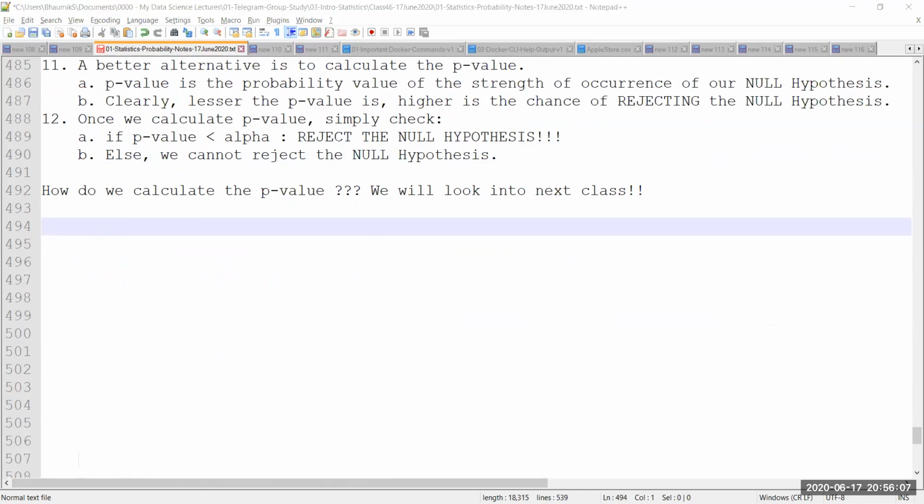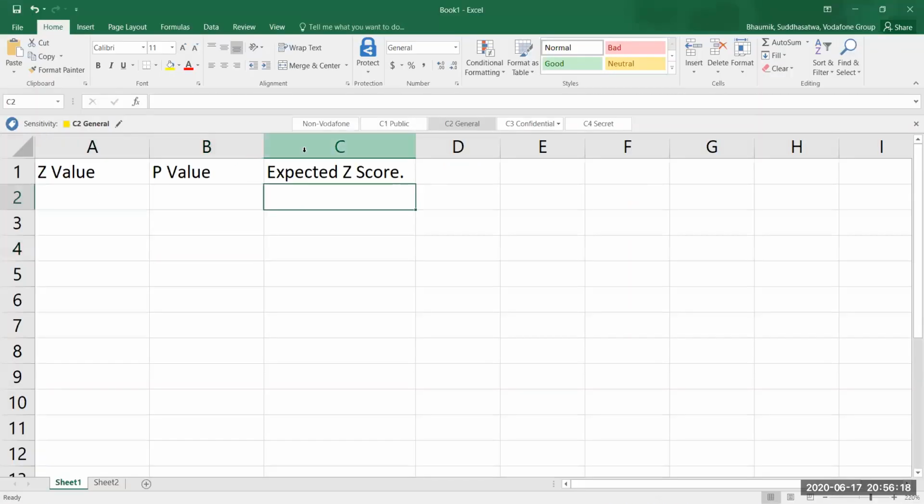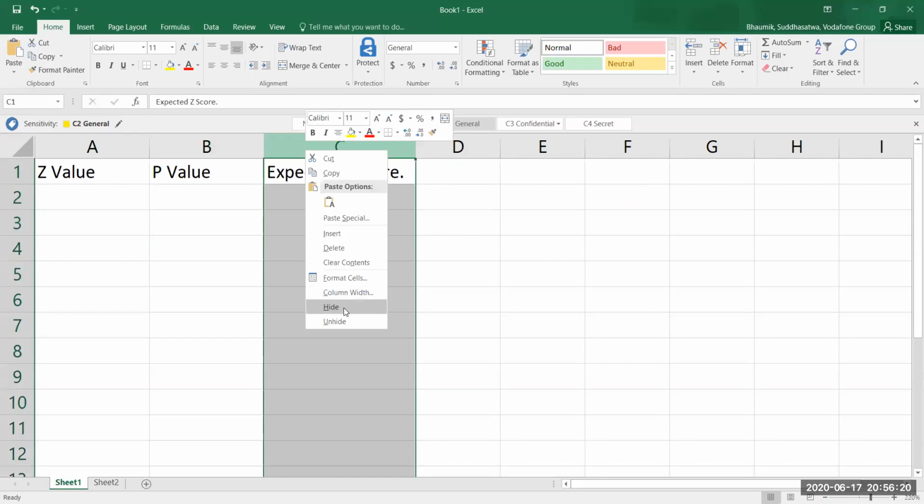So let me just share my screen. Let me share Excel. So you can ignore this field now. That's why I'm going to hide this.